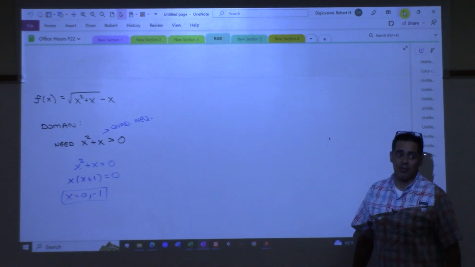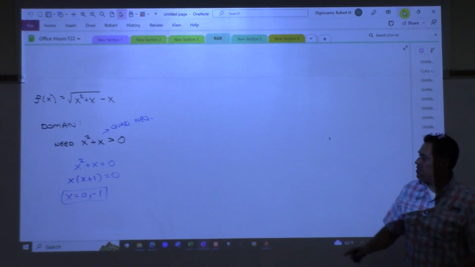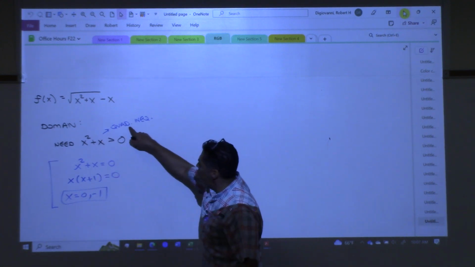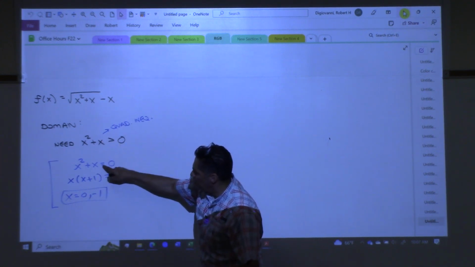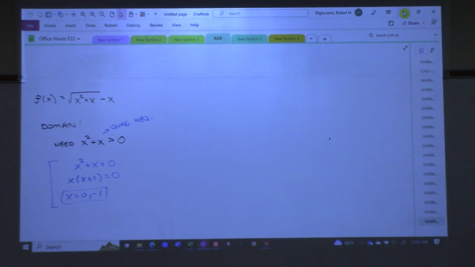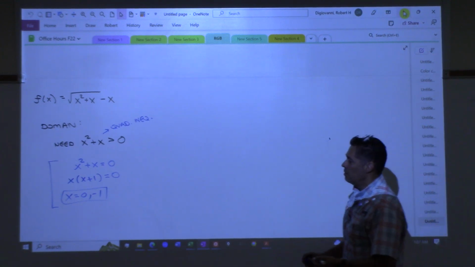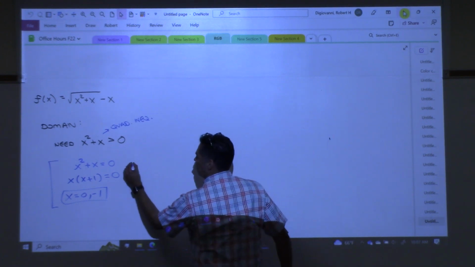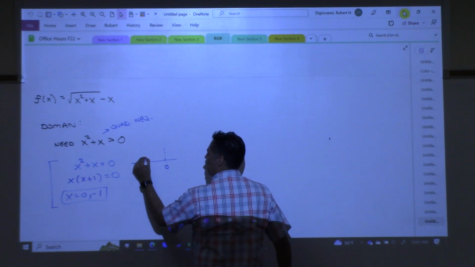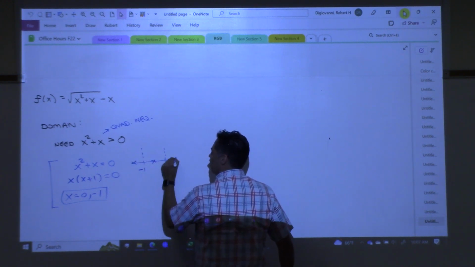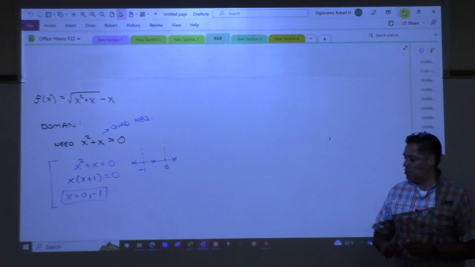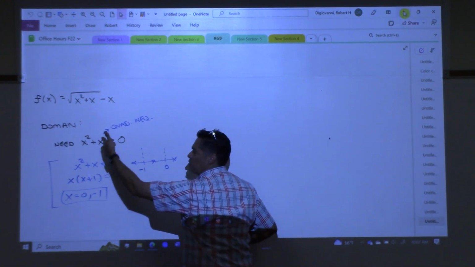Those are not our answers. This is just the answer to the quadratic equation. To solve a quadratic inequality, we first turn it into an equation and get our solutions. What do you do after that? You draw a number line, you put those 2 answers on it, you break up the number line, you pick test points, and you plug those test points into the inequality and see if it's true or false.